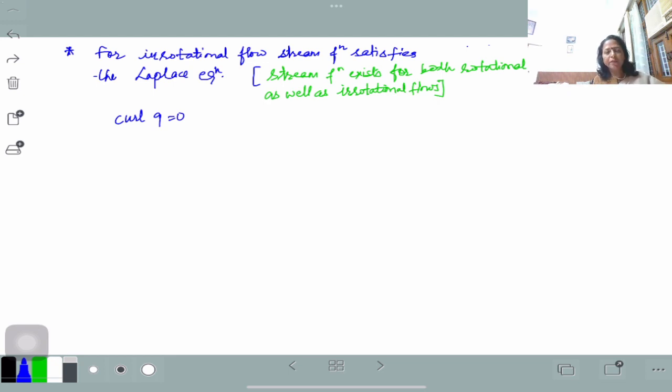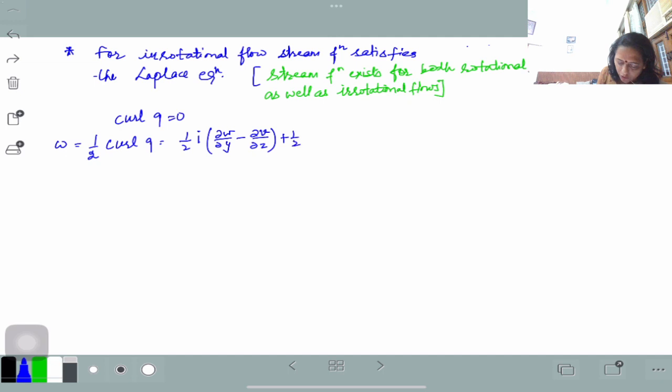And if I find the values of the components of rotational flow, then from curl of Q, I can get that omega, which represents the rotational velocity, is represented by half of curl of Q. So if I open this half of curl of Q, I'll get half of i (∂w/∂y − ∂v/∂z) plus half of j (∂u/∂z − ∂w/∂x) plus half of k (∂v/∂x − ∂u/∂y).